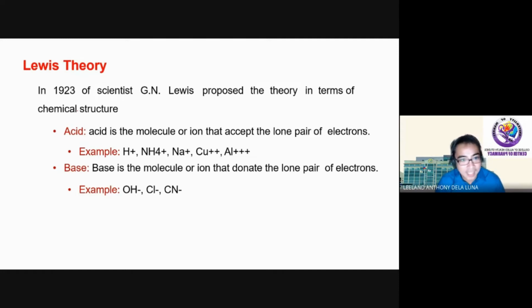So basically, class, ang gusto lang sabihin ni Lewis theory is anything that is positively charged has the potential to become an acid. Anything that is negatively charged has the potential of becoming a base. So are we clear with that? Kasi for example, cyanide, chlorine, OH, hydroxyl ions, so negatively charged, they can donate electrons, so therefore they have the potential to become bases.